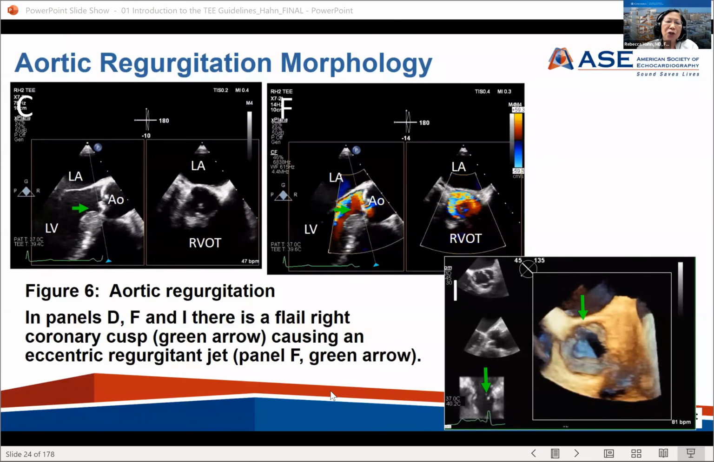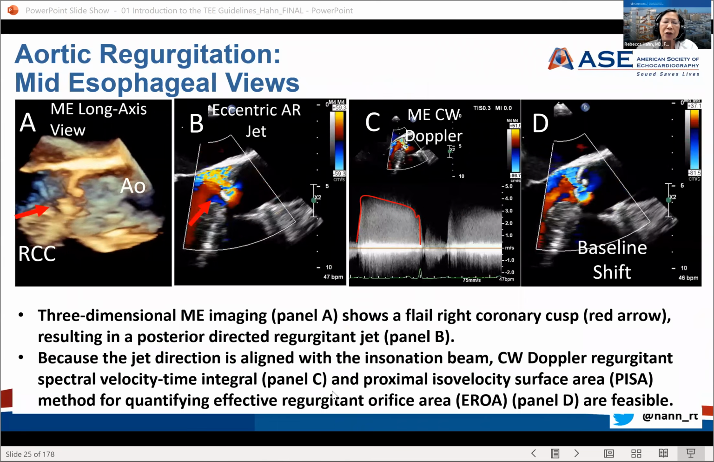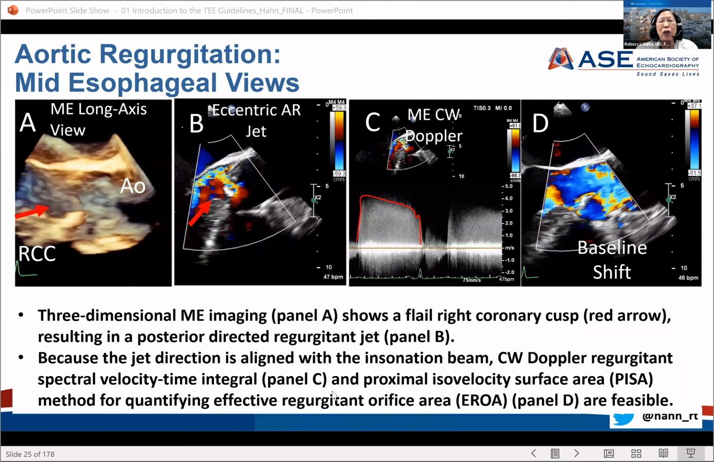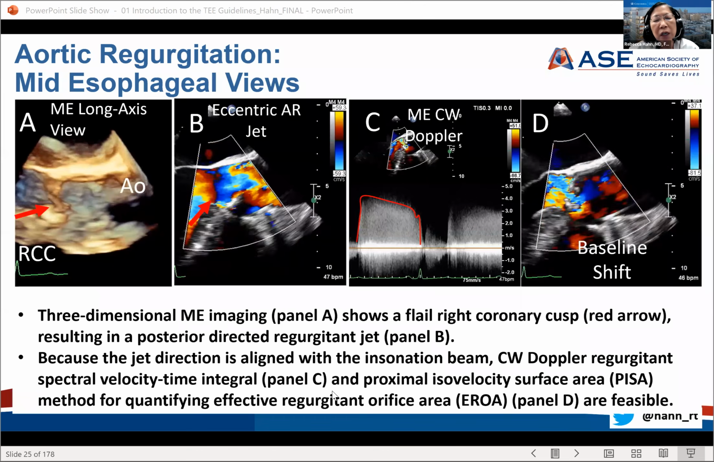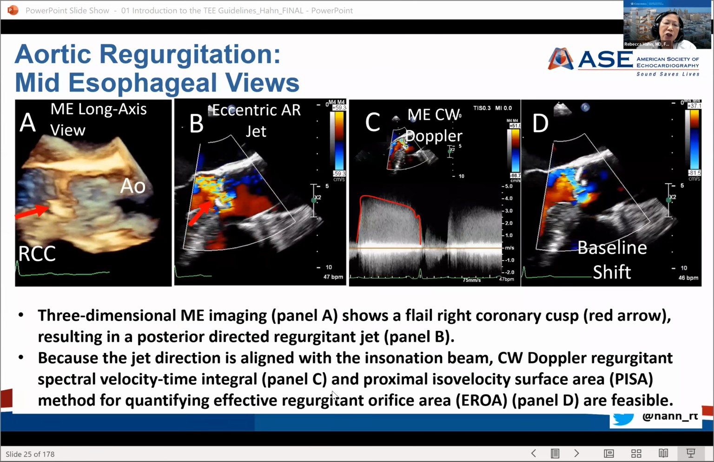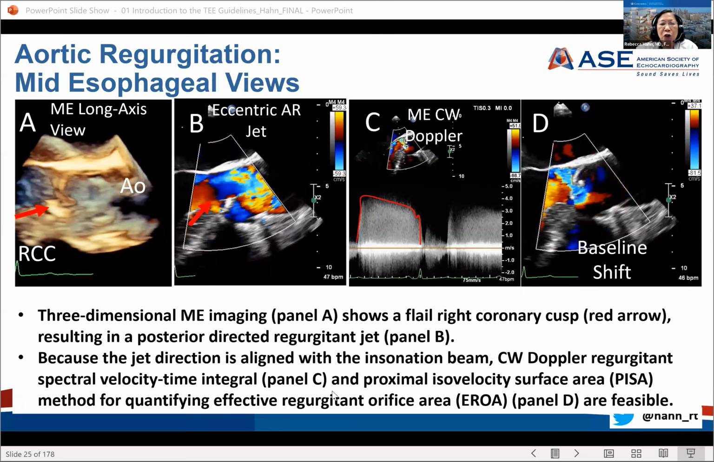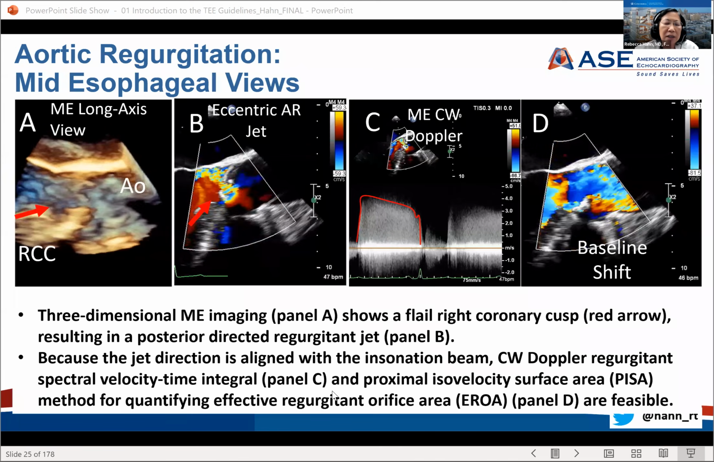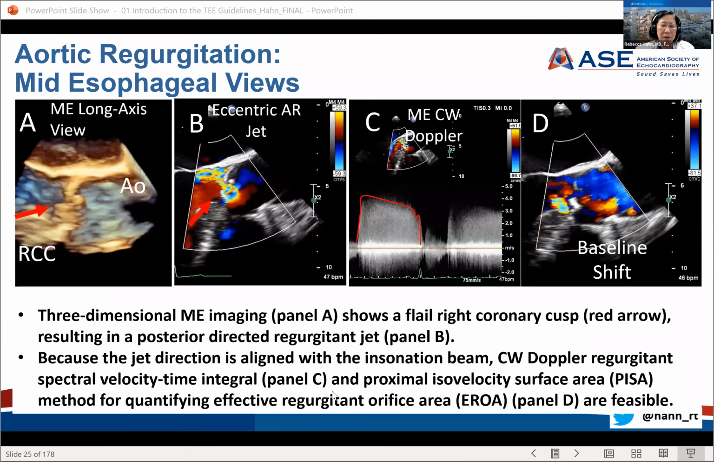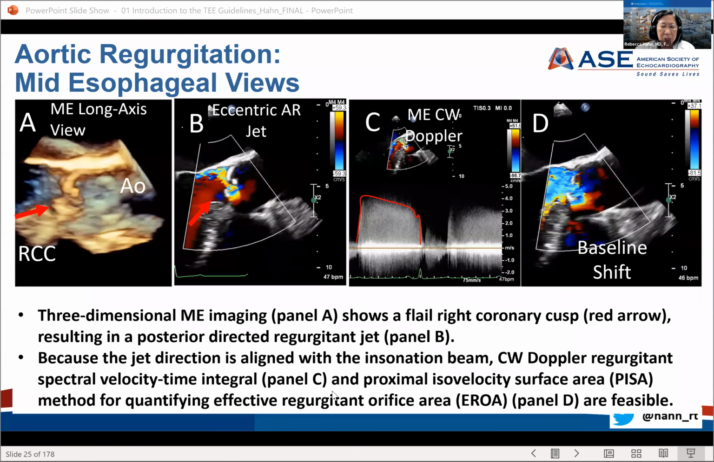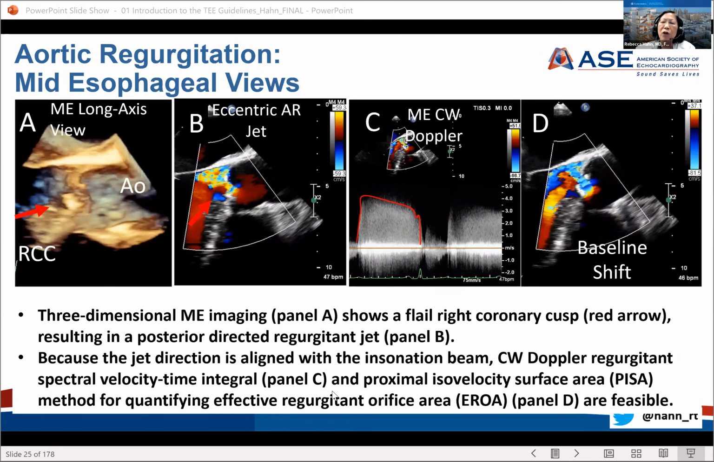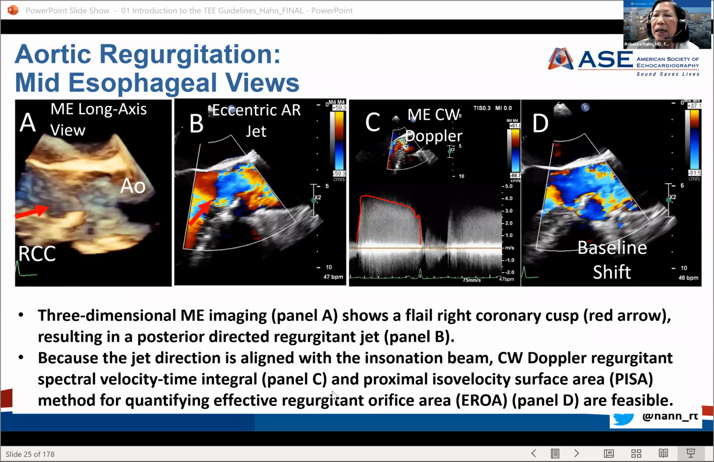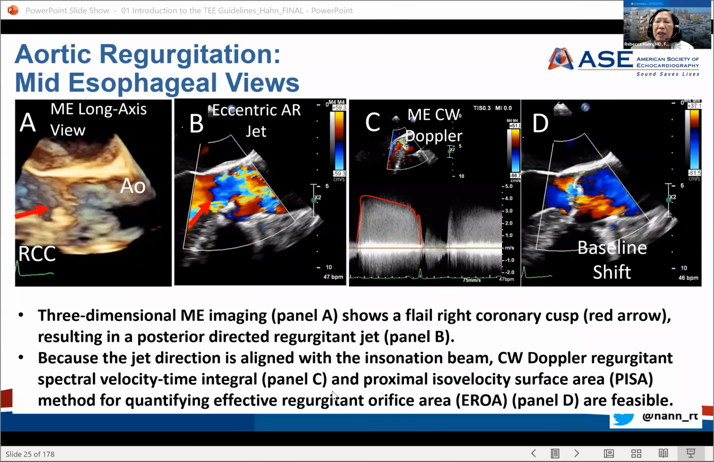Because of that, one has to remember that the direction of the jet is now toward your transducer. And so you've actually lined up perfectly in a long axis midesophageal view with the regurgitant jet direction, and therefore you should do your Doppler here. In this particular case, we've thrown the CW across to get the diastolic spectral profile, from which you can then perform the PISA. And because we're lined up so beautifully with the insonation beam, we've baseline shifted to get the proximal isovelocity surface area.